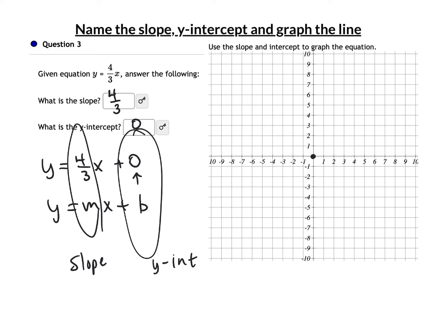That's the origin. From there, I'm going to rise over run, and I'm going to rise 4 and run 3. That's positive 4. That's up 1, 2, 3, 4. And run positive 3, 1, 2, 3. Draw your line.